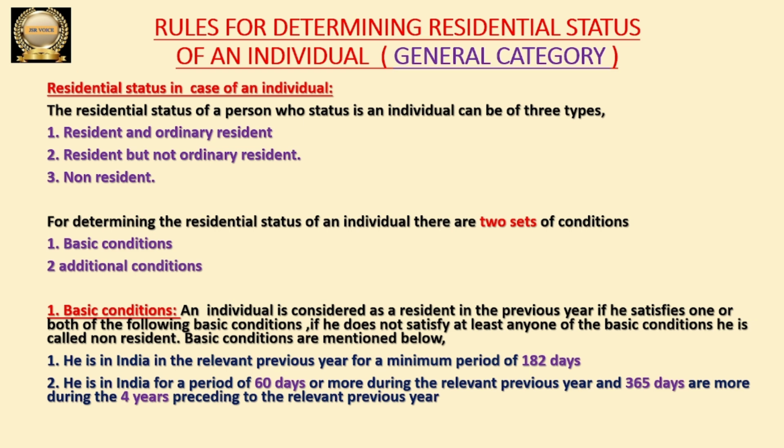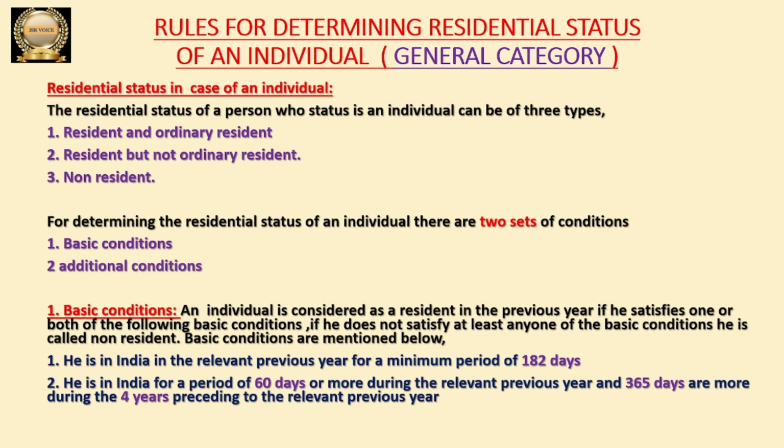Second one is he is in India for a period of 60 days or more. Okay, he may be in India during the previous year for a period of 60 days or more during the previous year, and is given. So he has to satisfy these two. 60 days he has to stay during the previous year in India, and 365 days or more during the 4 years preceding to the relevant previous year. So 365 days or more. Okay, so he has to stay 365 days in India during 4 years period.